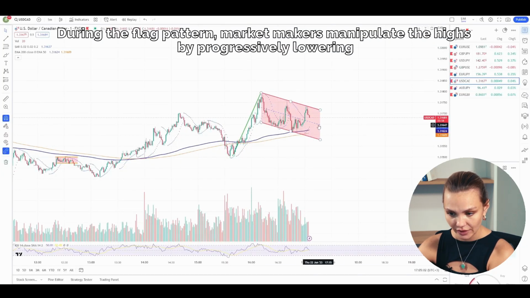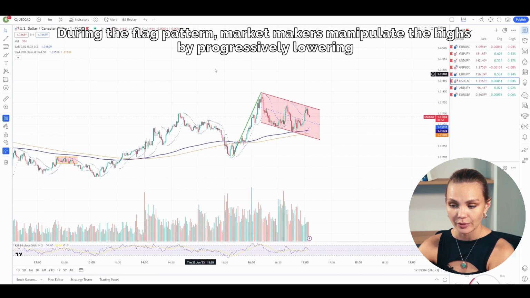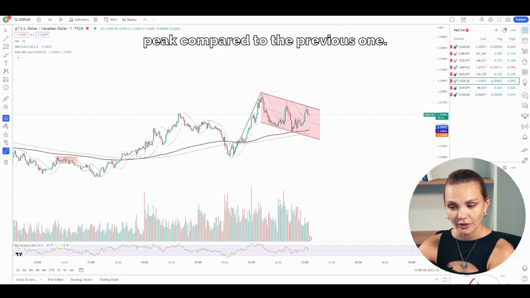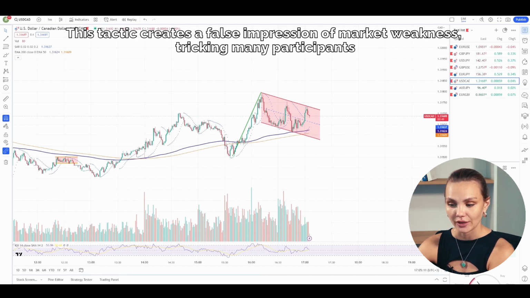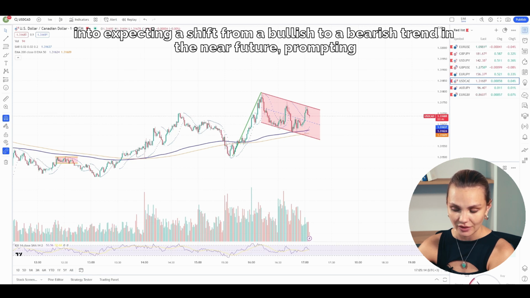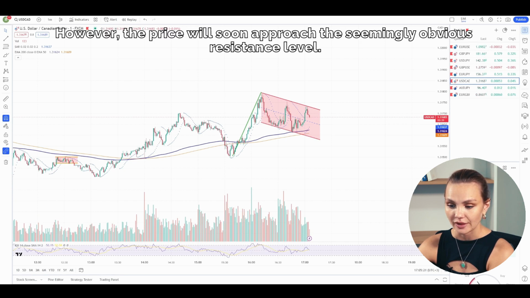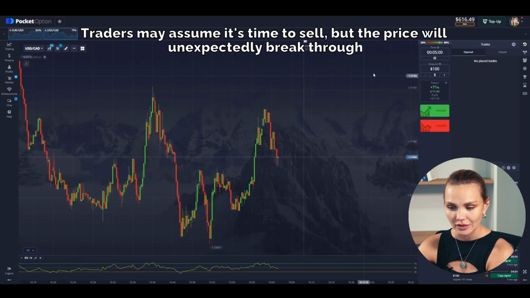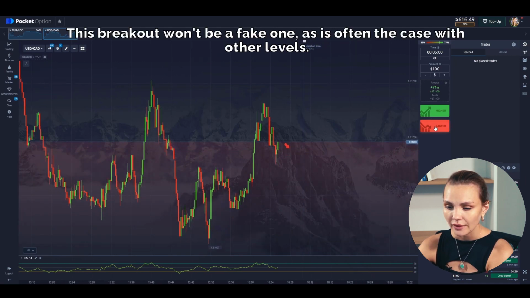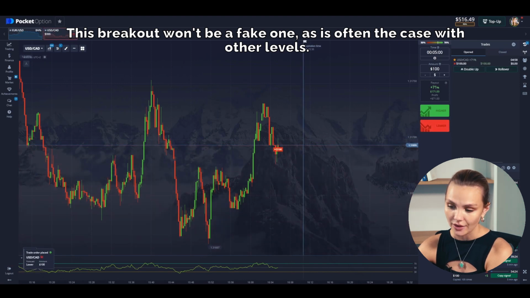During the flag pattern, market makers manipulate the highs by progressively lowering each subsequent peak compared to the previous one. This tactic creates a false impression of market weakness, tricking many participants into expecting a shift from a bullish to a bearish trend in the near future, prompting them to open short positions. However, the price will soon approach the seemingly obvious resistance level. Traders may assume it's time to sell, but the price will unexpectedly break through the resistance upwards. This breakout won't be a fake one, as is often the case with other levels.